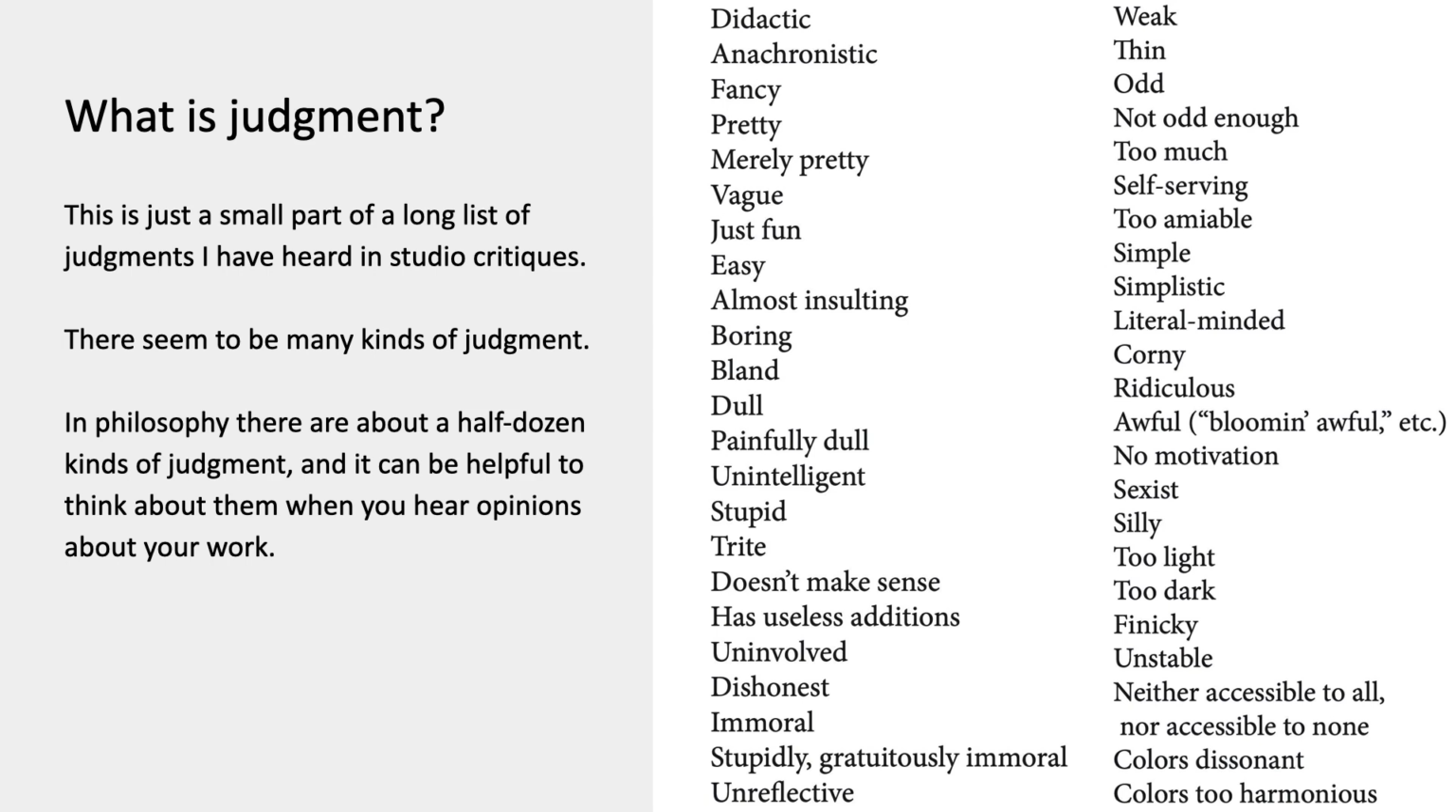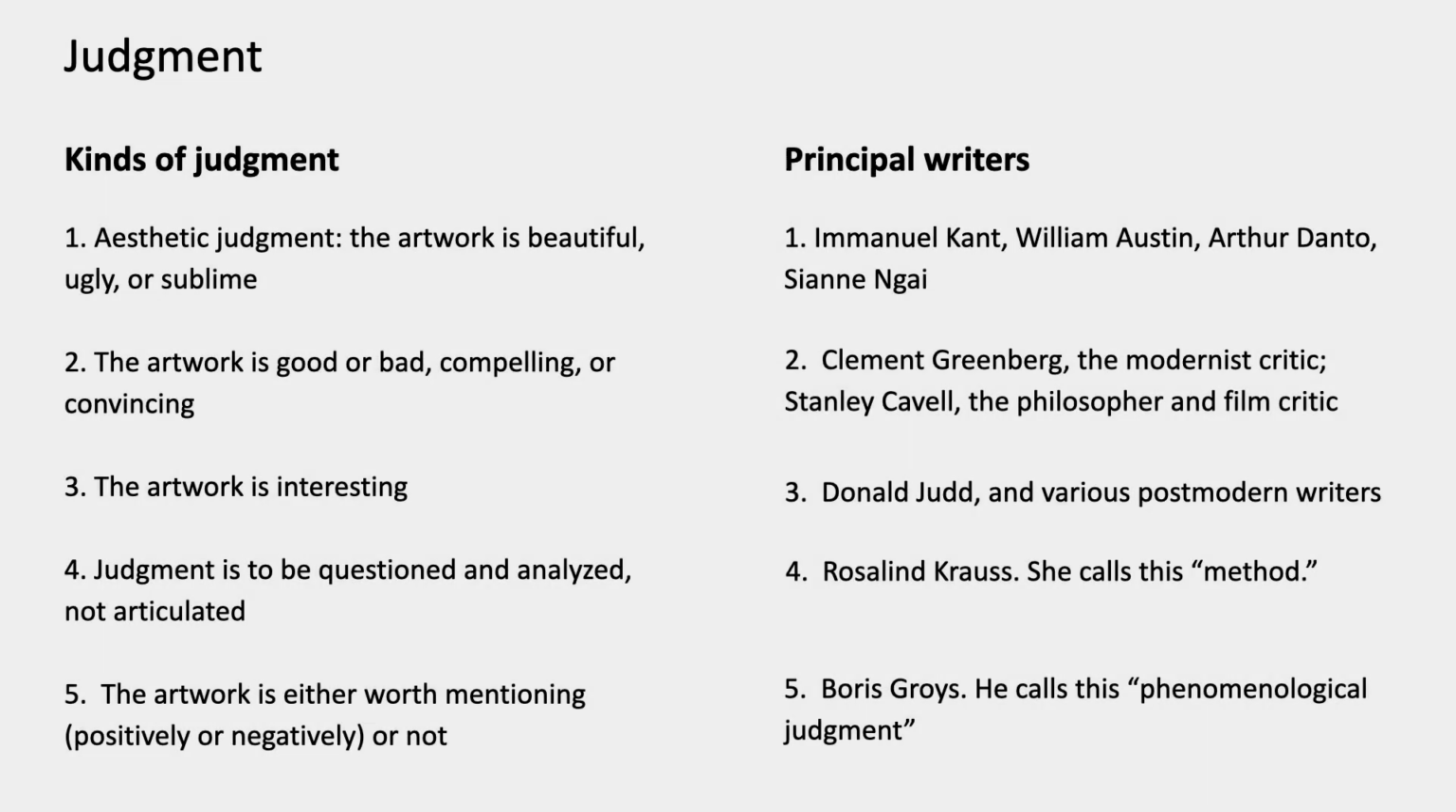But in philosophy, there are about a half dozen kinds of judgment, more or less, and it can be really helpful to think about those when you hear opinions in the studio about your own work, because it can help to show that actually judgment doesn't come in infinite varieties, but really only in, well, a half dozen, more or less. Okay, so here's a slide with the first 5 out of the 6 that I wanted to name.